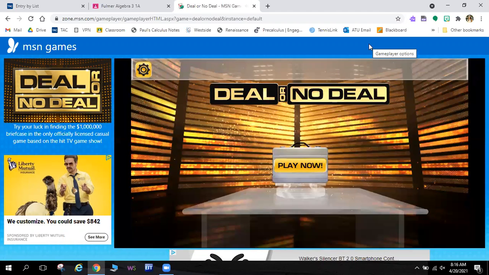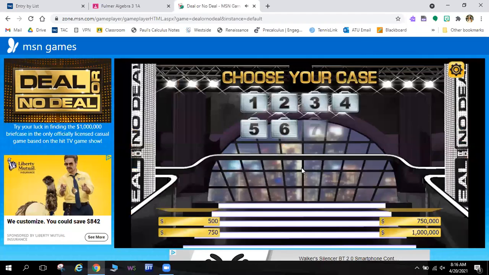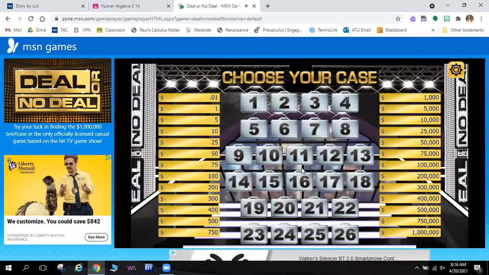Okay, so if you're not familiar with Deal or No Deal, there are 26 briefcases. Each one of them has a value ranging from a penny up to $1 million. You're obviously trying to win the most money that you can.